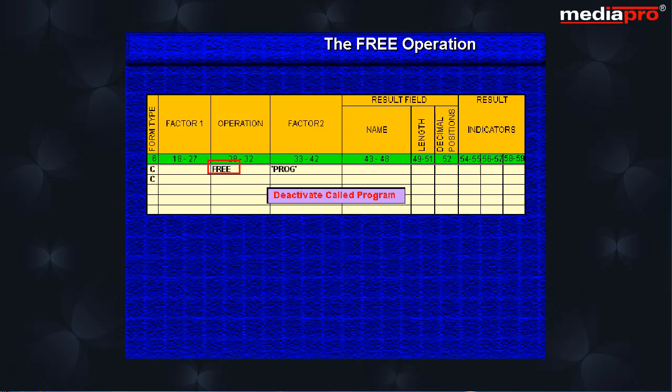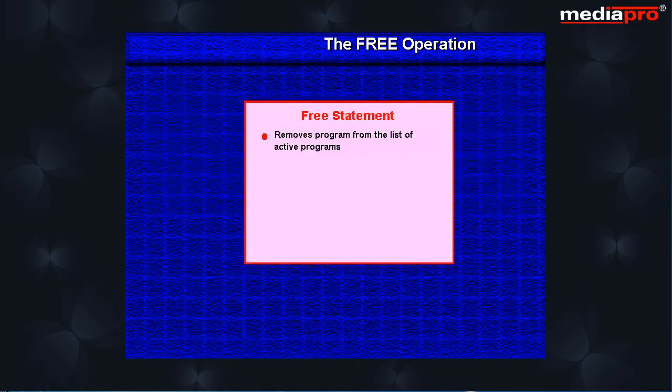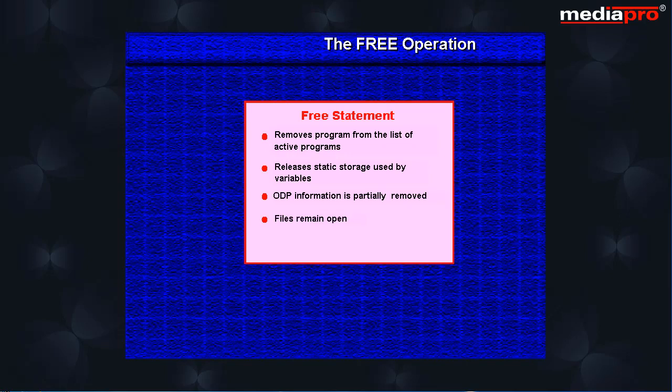The free operation can also be used in the calling program to deactivate a called program. The name of the program to be freed is to be entered in factor 2. It removes the program from the list of active programs, releases static storage used by variables, and some of the ODP information is also removed. However, files will remain open and data areas will remain locked. When the program is called again, first cycle processing will be required.